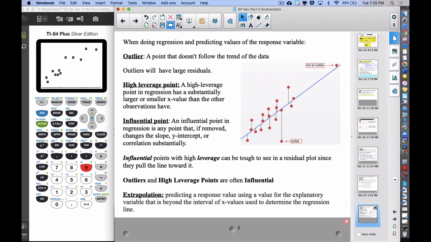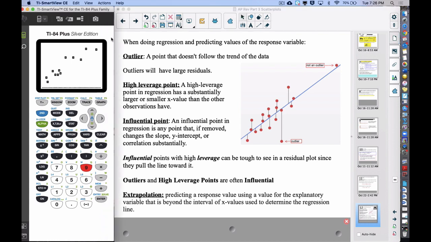Then one more term to bring up here is the term extrapolation. Extrapolation is predicting a response value using a value for the explanatory variable that is beyond the interval. So what that means, if I'm looking at this scatter plot on my calculator, a lot of times we want to take the data we have right now and kind of predict the future. That's extrapolation. If these are my data points and I decide, you know what, I want to find out what's going to happen for an X way over here, well, that's outside the range of my data. I'm extrapolating and assuming that this trend is going to hold.